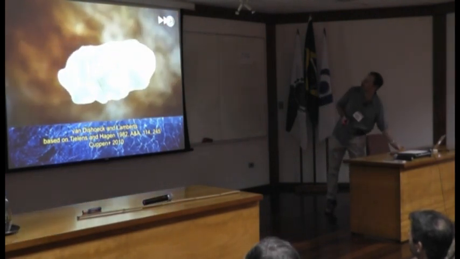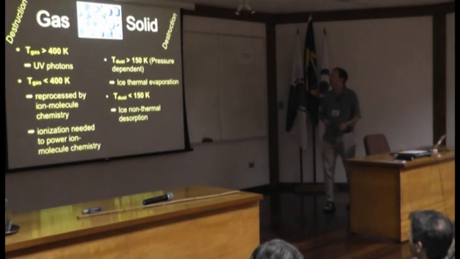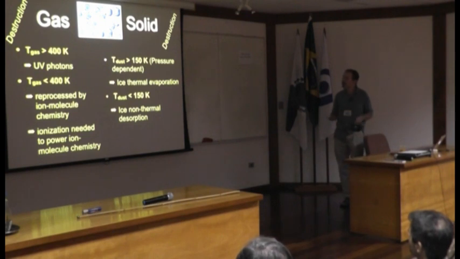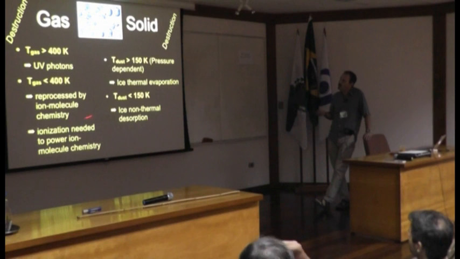All right, so that's the main way we think you make water. Now, if I have water in the gas, I've made it. How do I destroy it? Well, I can destroy it by ultraviolet photons. If it's cold, I could take the ionization and it's abundant, I may lower its abundance. If it's in the solid state, I can evaporate it.